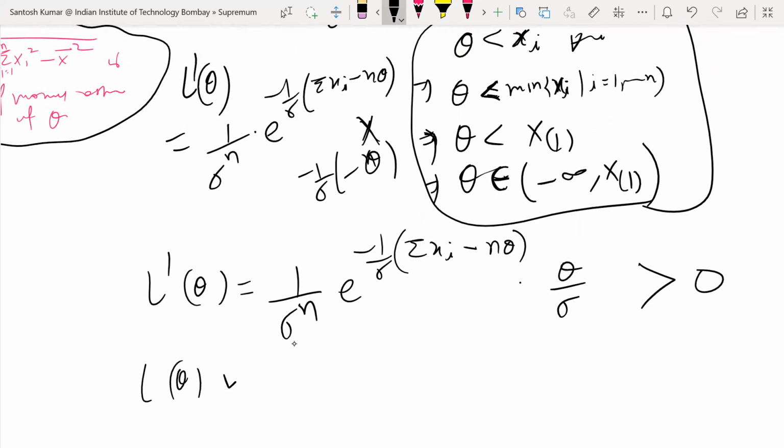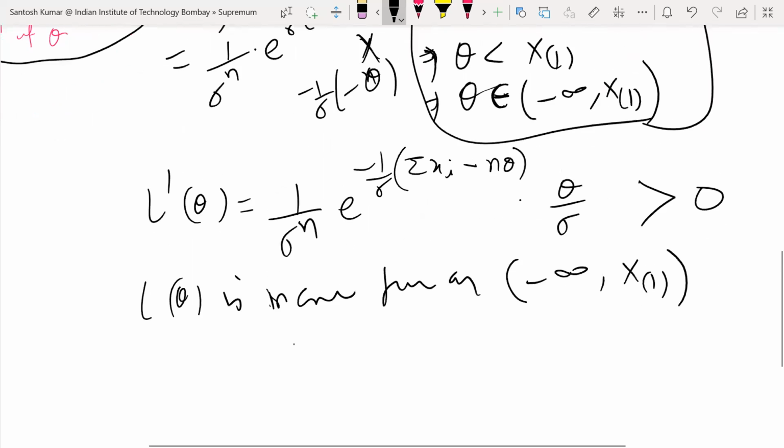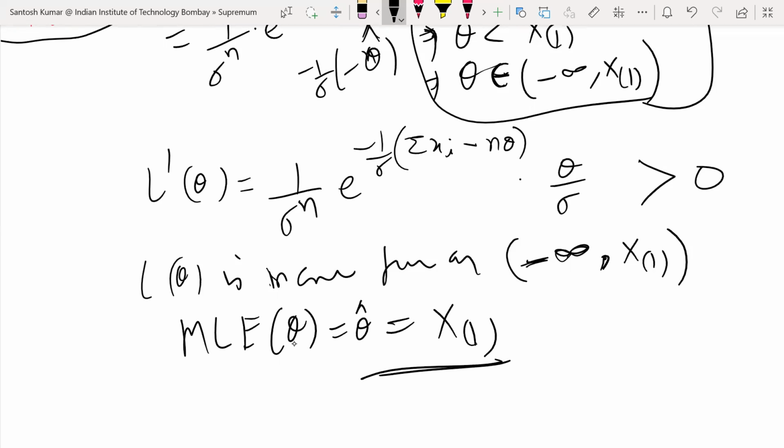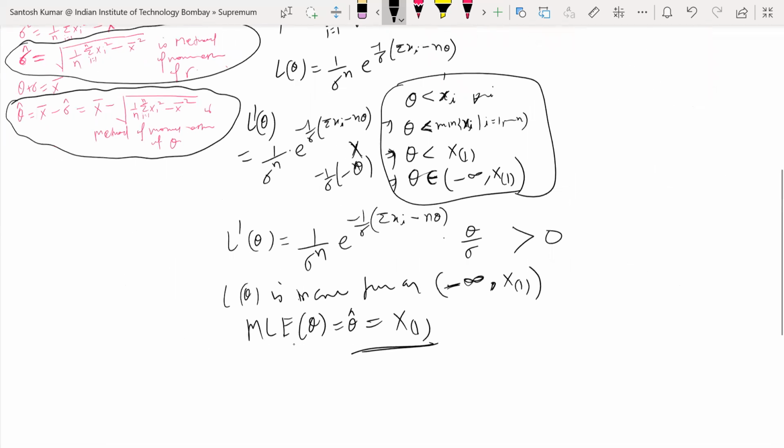So L theta is an increasing function on the interval minus infinity to x1. Since it is an increasing function, for the largest value of theta it will be maximum. So we need the maximum likelihood estimator of theta, let us say theta cap. So this is the first order statistic. So the maximum likelihood estimator of theta is the first order statistic.